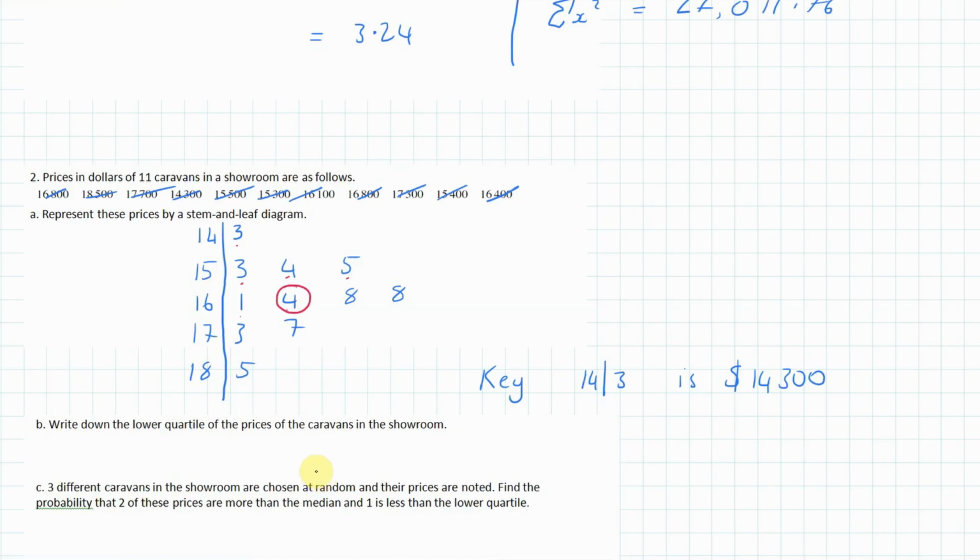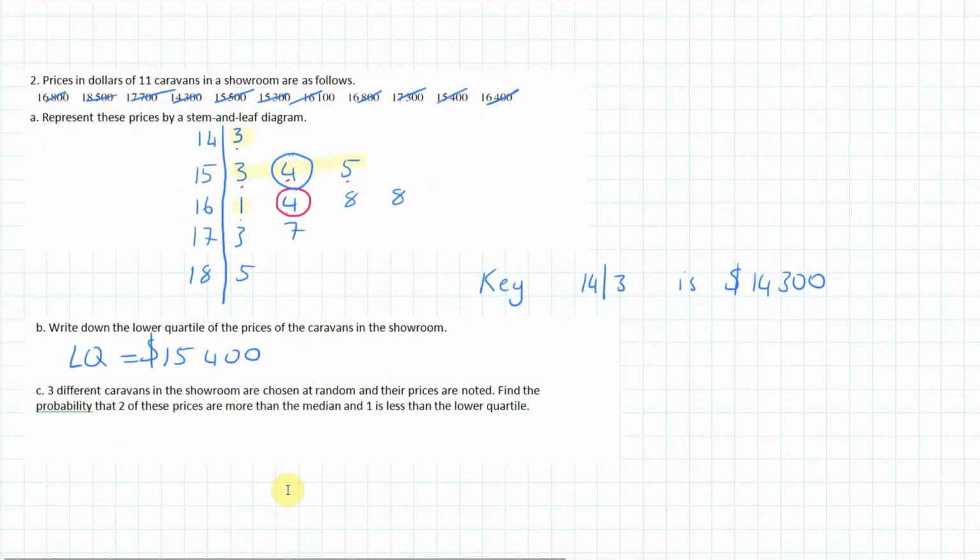And now if we're looking at the lower quartile, we're only going to be focused on these 5. And so the middle of that group of 5 is the third piece of data, which is this one here. So our lower quartile price is equal to $15,400.